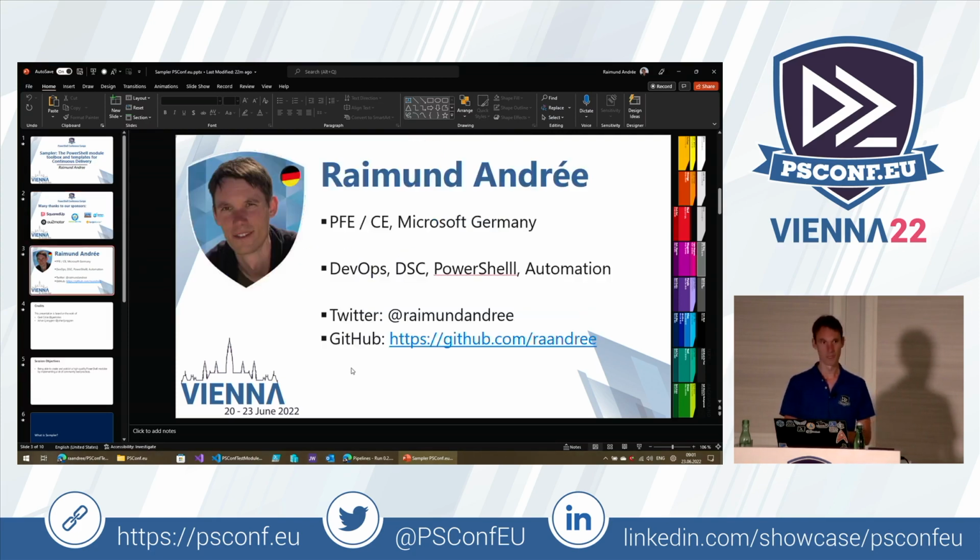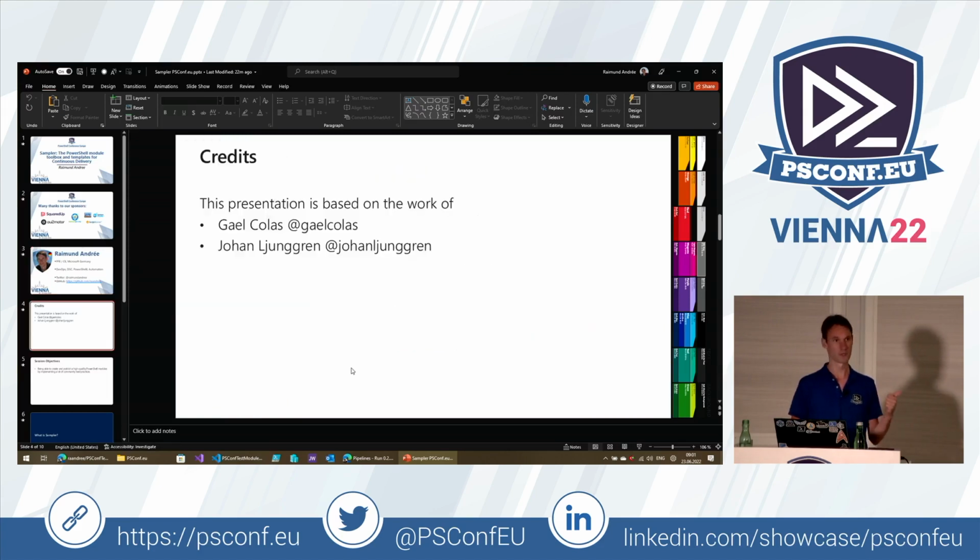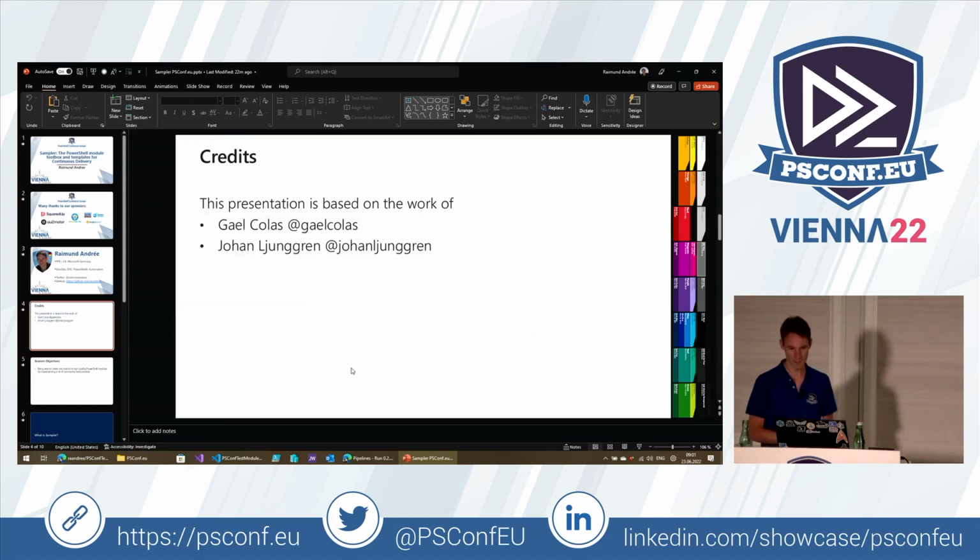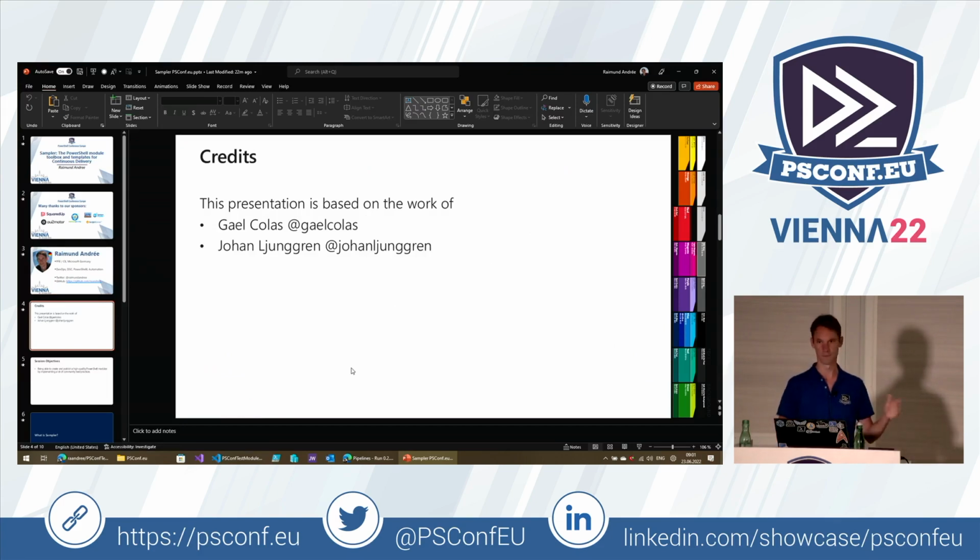My name is Raimund. I'm working for Microsoft Germany as a former PFE, now called customer engineer. My main topics are DevOps, DSC, PowerShell, everything around automation. And you can find me on Twitter, GitHub, LinkedIn, so the usual platforms, of course. And the credits for this session actually go to Gaël Colas and Johan Ljunggren. These two guys are mostly maintaining the project that I'm going to show you.